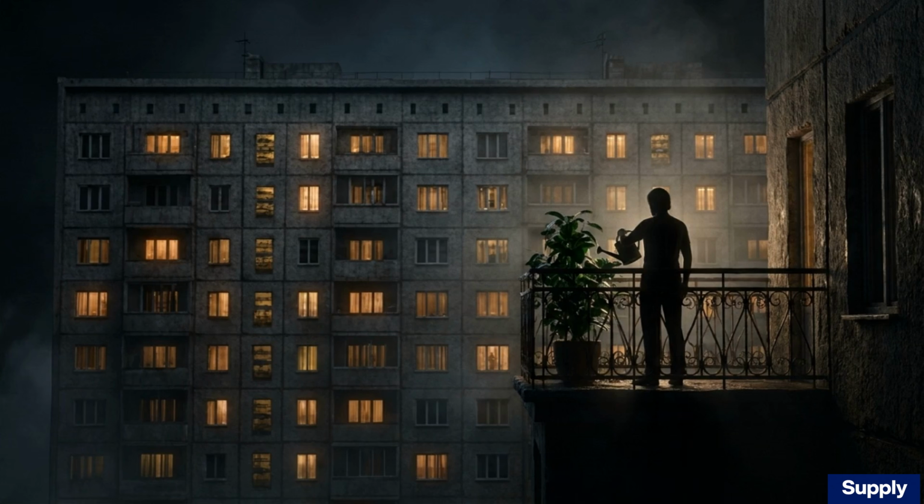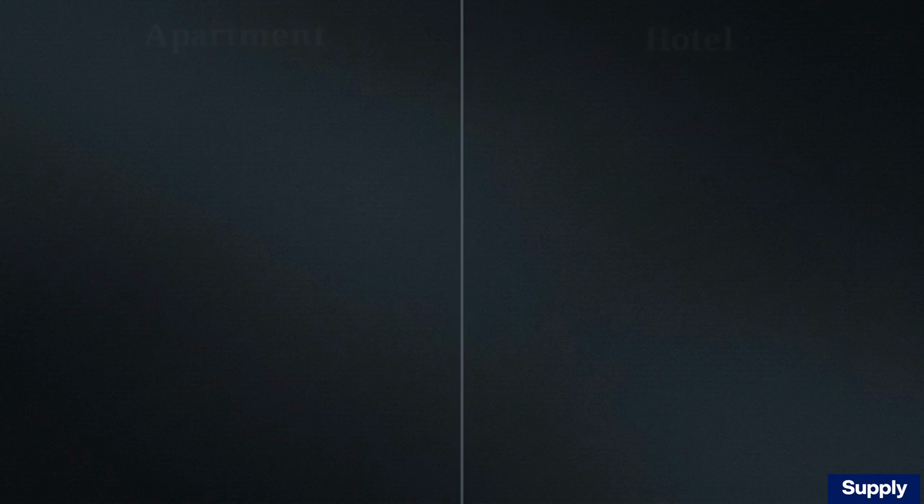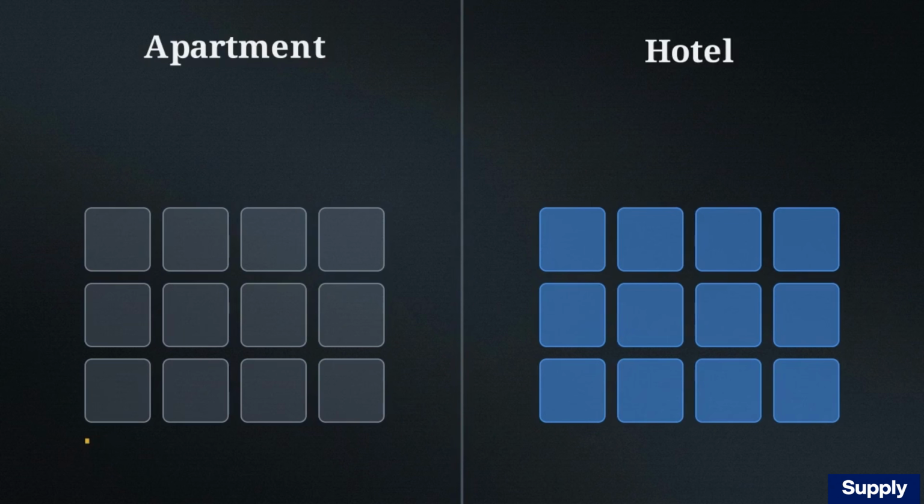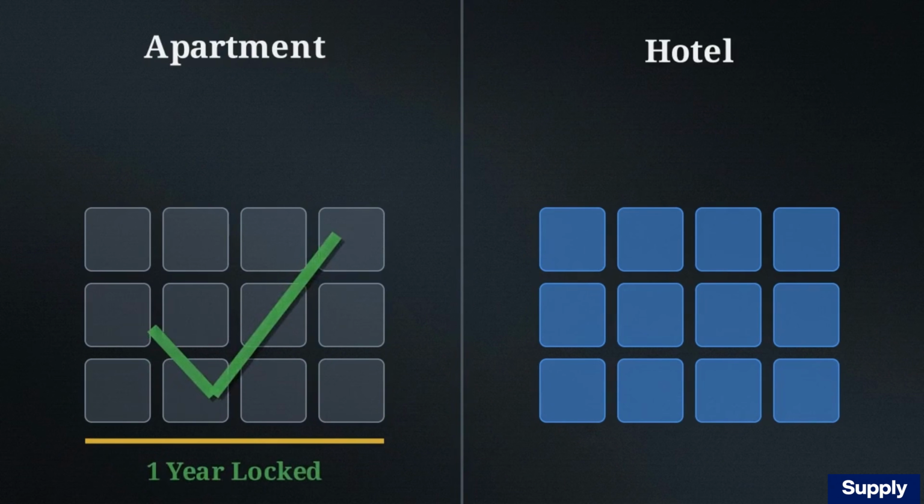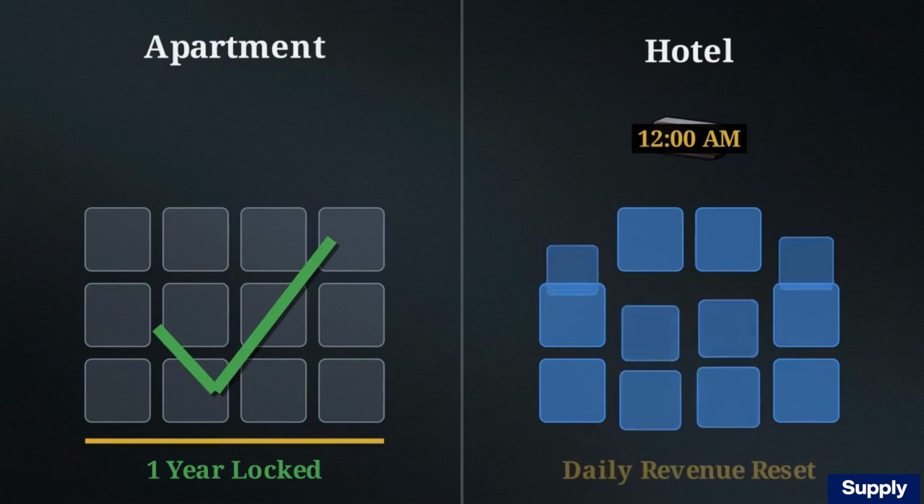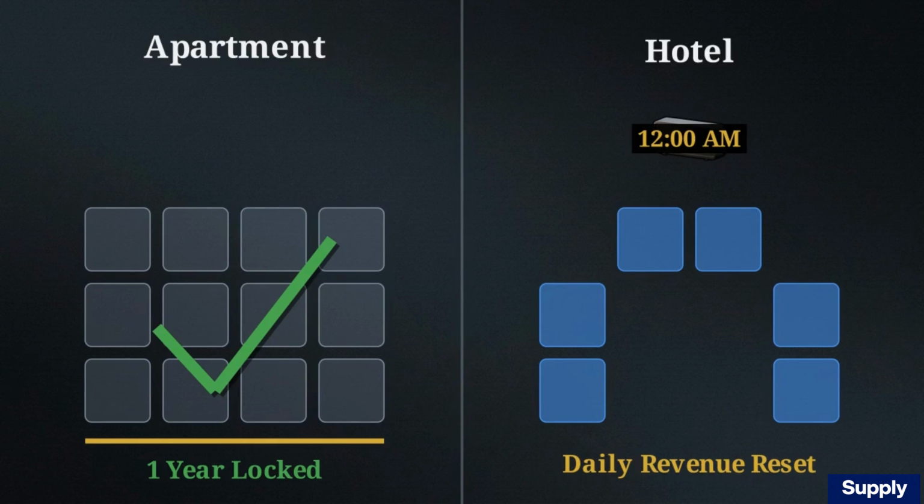Traditional real estate runs on stability. An owner of an apartment building secures a tenant, signs a 12-month lease, and collects a predictable, static check month after month. Hotels trade in perishable time. Once midnight strikes, an empty room's revenue vanishes from the grid forever. You cannot sell last night's bed.